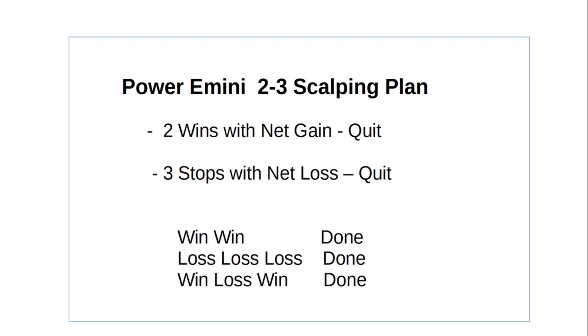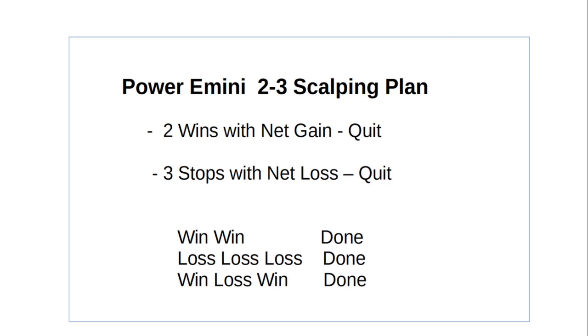What we're looking for is 2 wins. Now just imagine a mix of trades, whether they're winners, losers, break-evens, whatever. But if you have 2 wins and you show a net gain, then you quit for the session. If you have 3 stops, whatever the mix is, it could be 3 stops in a row, but if you end up getting 3 stops and you have a net loss, you quit. Now, there are little variations in the middle, so I'm going to talk about that.